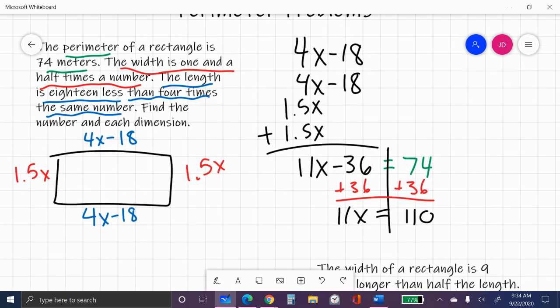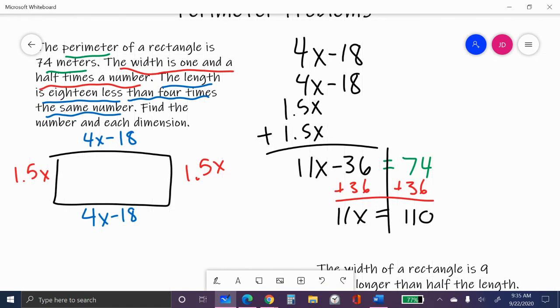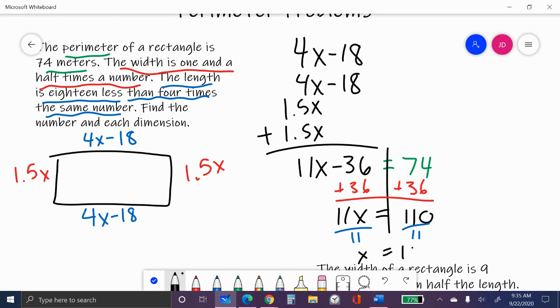Let me give myself some more room. And then we divide both sides by 11. And you get x is 10. Now, usually when we get to the end of the problem, we get to solve for x, we're done, right? No, we're not done. We just have to find the number and each dimension.